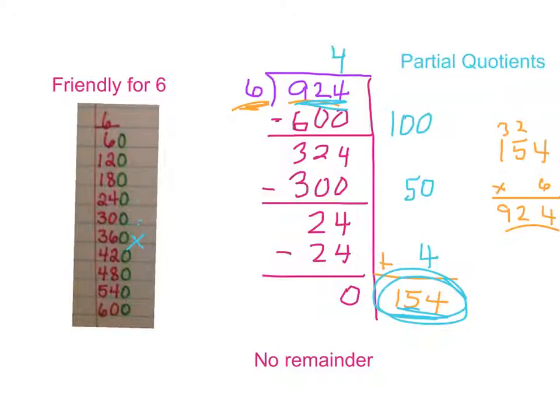5 is in the tens place. That goes over the tens place here. 1 is in the hundreds place. It goes over the hundreds place here. So my final answer for 924 divided by 6 is 154.